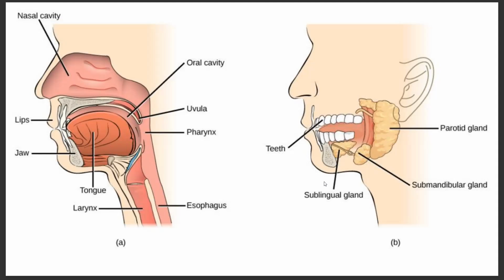On the floor of the mouth, right? In front of the submandibular gland. Right. Those are the 3 pairs of salivary glands that are present in the oral cavity. These salivary glands release saliva into the oral cavity through the ducts.